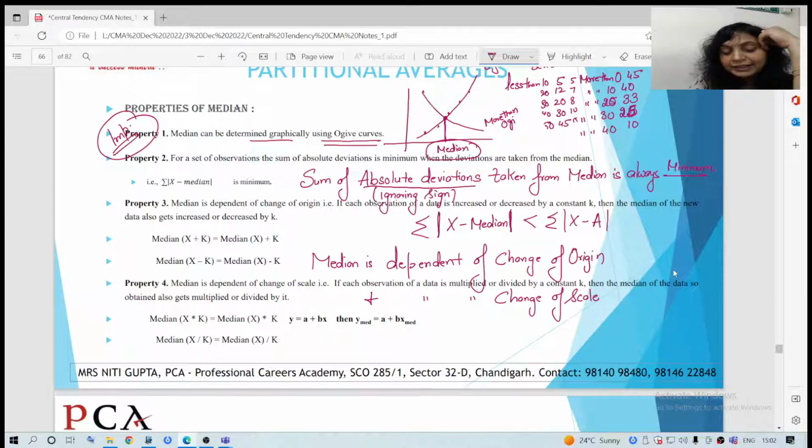We have already discussed this point in arithmetic mean as well. Change of origin means addition or subtraction of a constant. If we add or subtract a constant from all the elements of the series, this is called change of origin. And if we multiply or divide all the items of the series by a constant, then this is called change of scale. Let's take an example.